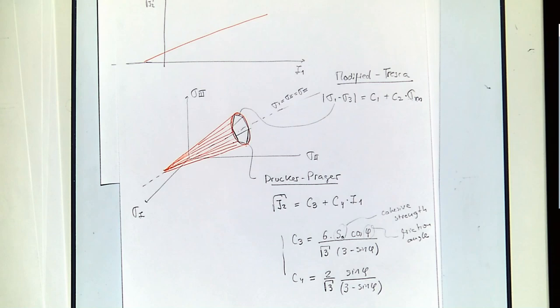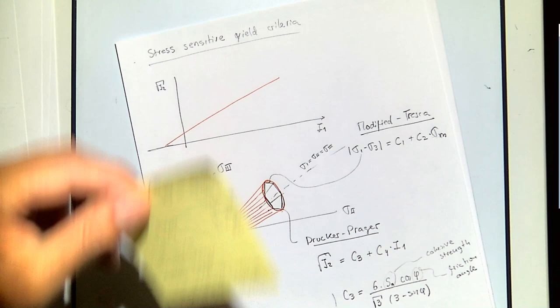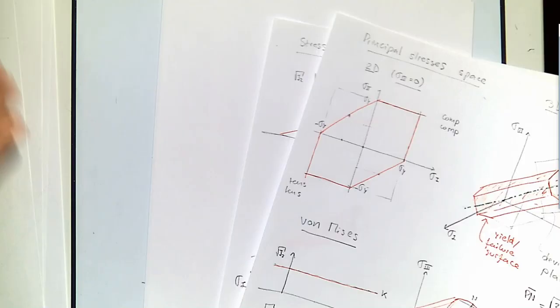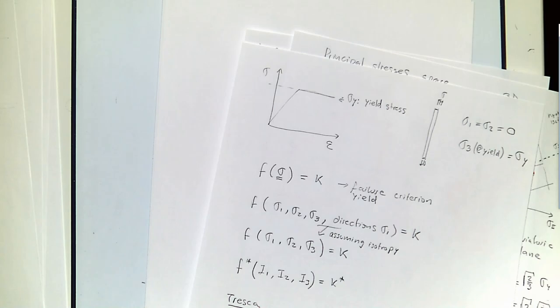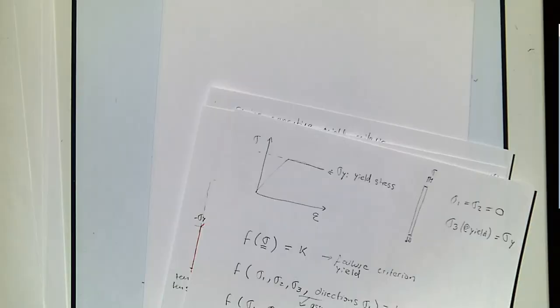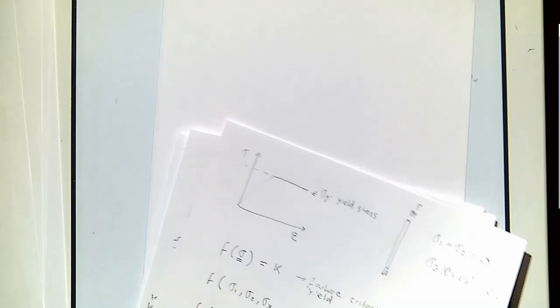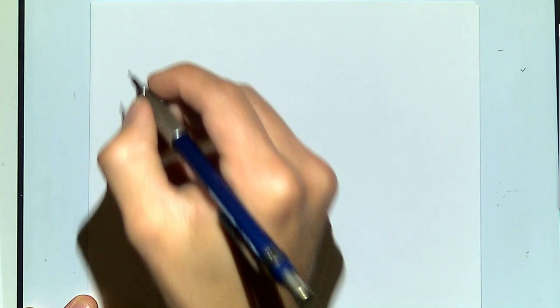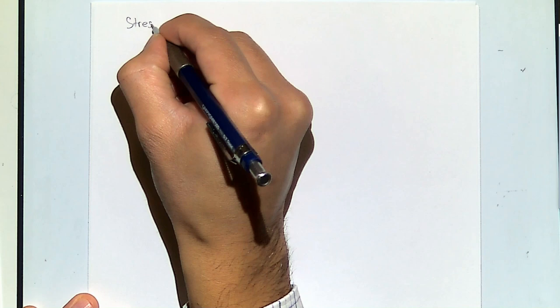So let me put this together. We know what these failure surfaces are. And let's work now on a more realistic failure criterion, particularly for rocks and sediments. And this is not going to be only stress sensitive, but it's also going to be applicable to geomaterials.